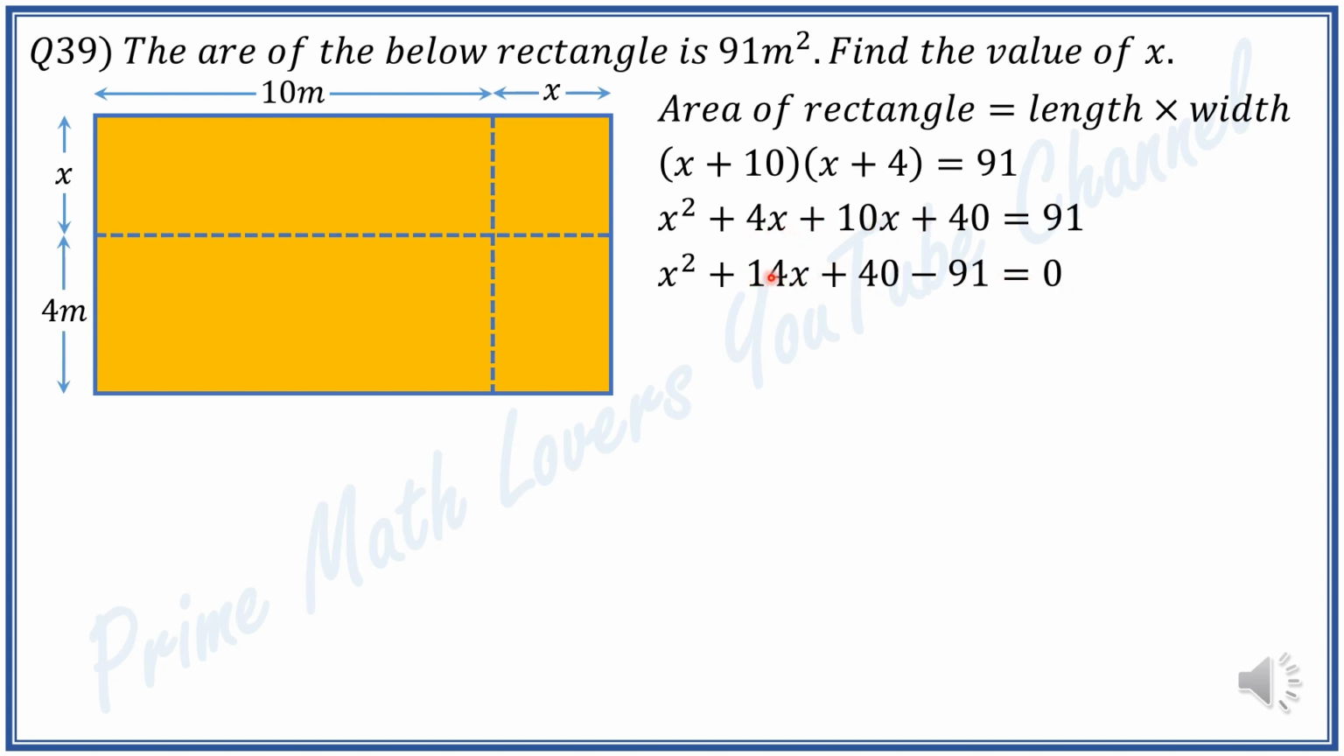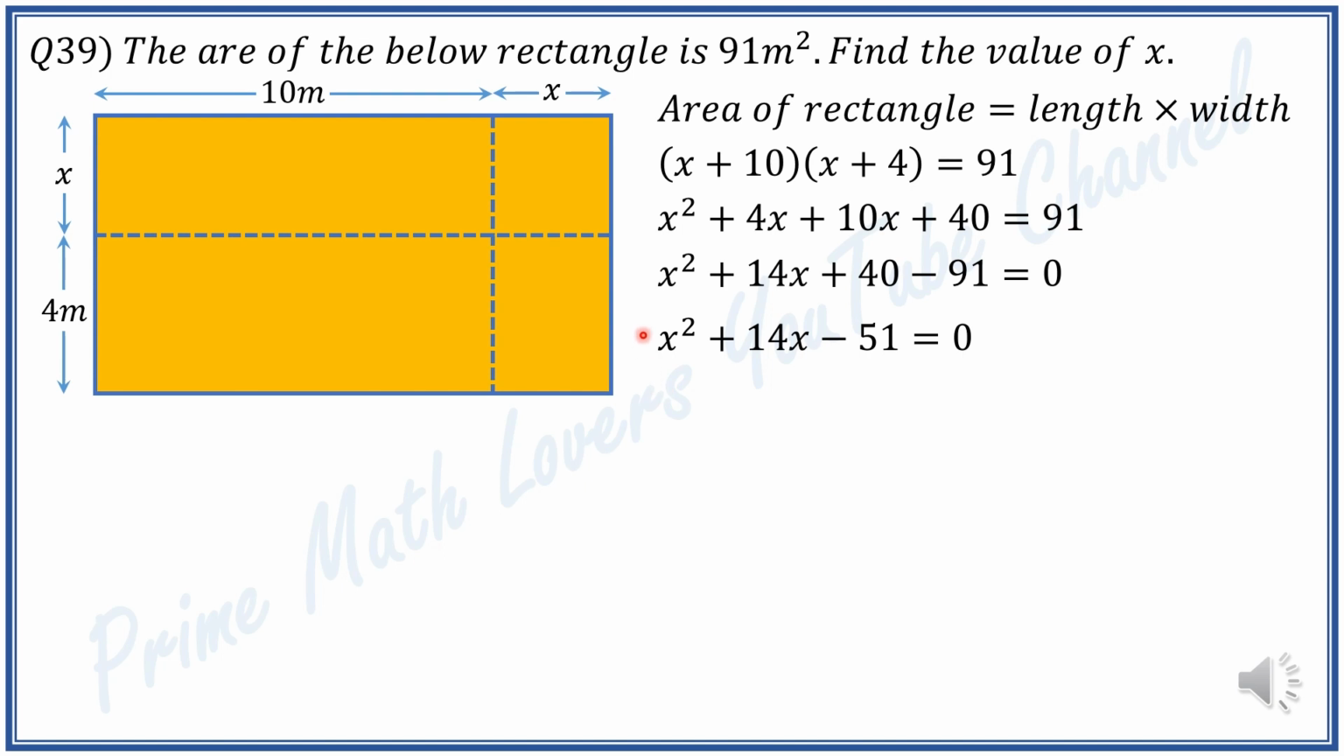4x plus 10x will be 14x. And 40 minus 91 will be negative 51. So x squared plus 14x minus 51 is equal to 0. To find the value of x, we need to solve this quadratic equation. For solving quadratic equations, we have different methods. One method is using the quadratic formula or delta formula, and the other method is using factoring. I use factoring to solve this.